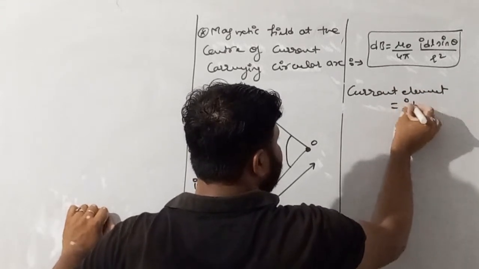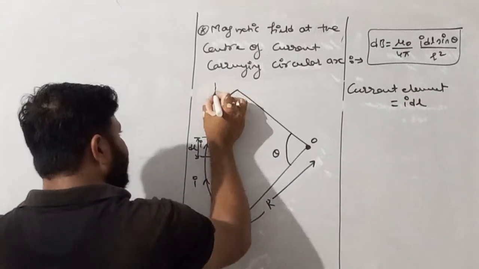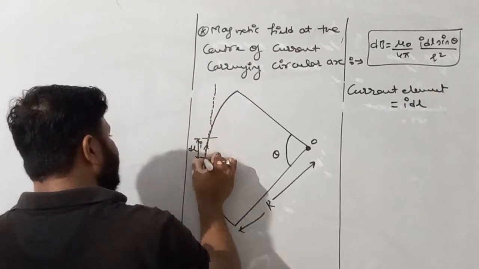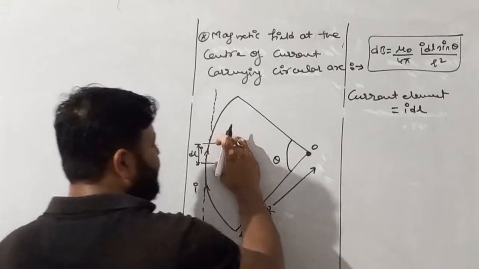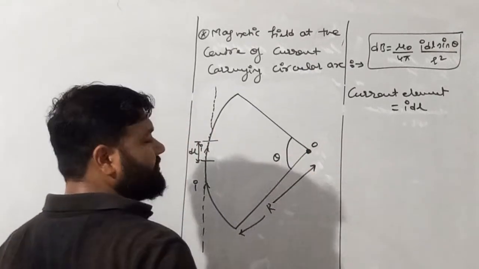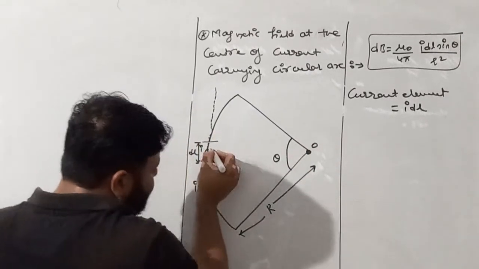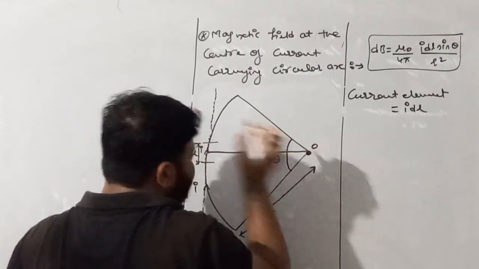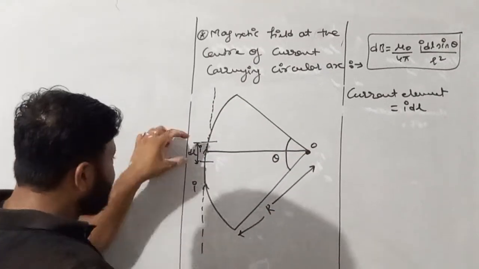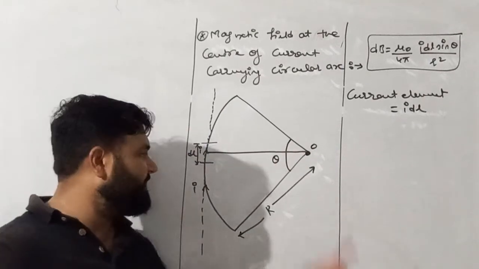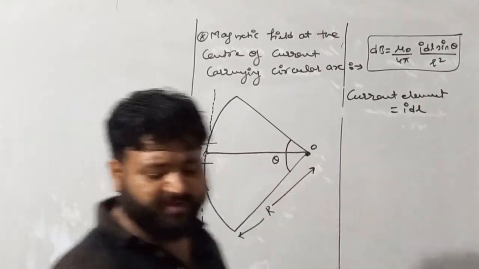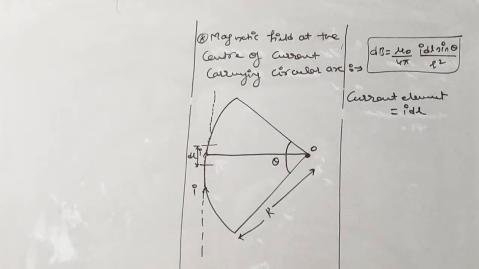So it is IDL, and we are all aware that with the current element we can make a tangent to give the direction of current element. So this is basically the current element. This is the point where we want to find the magnetic field. So we have to take the perpendicular distance. So my dear students, from the current element to point O, where we want to find the magnetic field, the perpendicular distance is nothing but equal to radius.